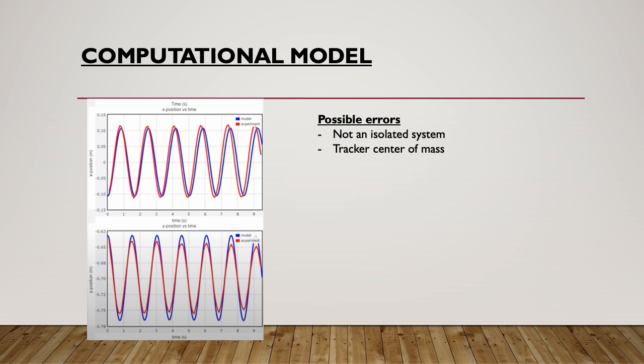But possible errors with the computational and Tracker analysis are that the system we observed was an isolated system, but in reality, it's not going to be that way due to air resistance and other external forces. So our results may change slightly. Also, when inputting my center of mass in Tracker, I may not have been exactly at the center of mass, which would have altered my values.